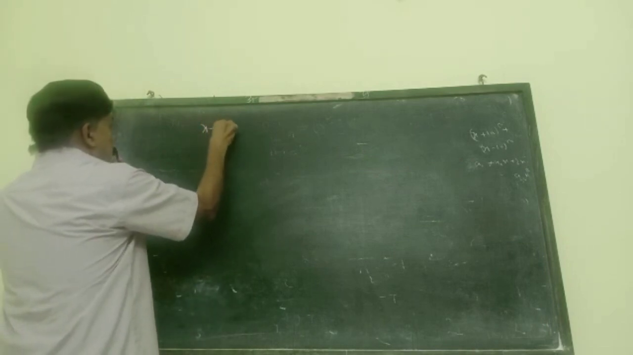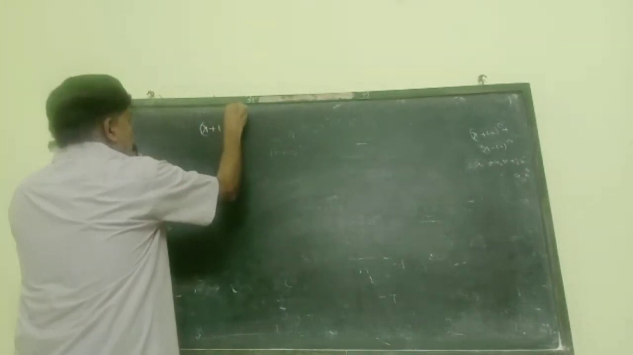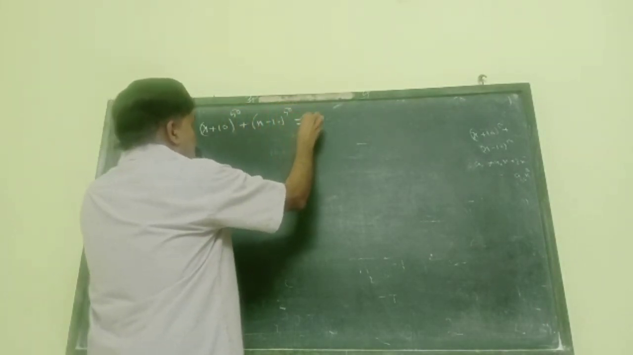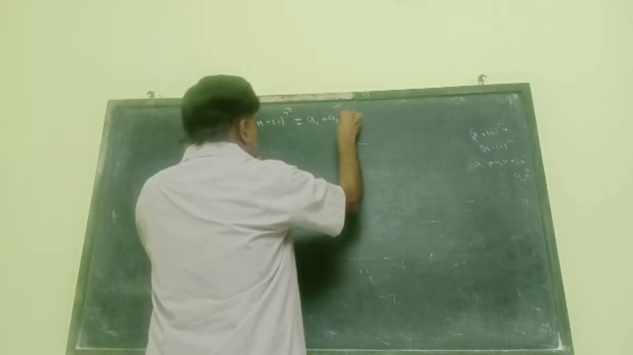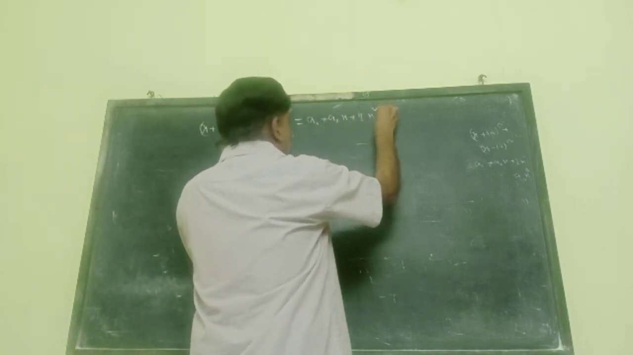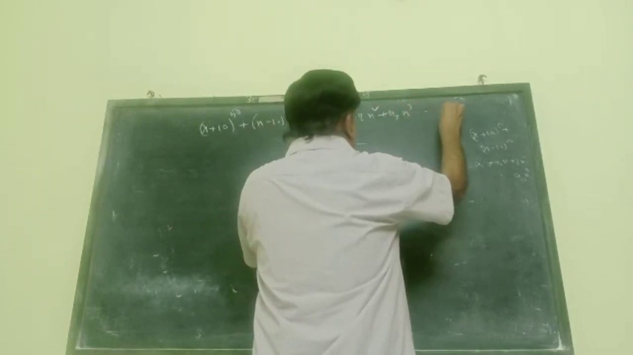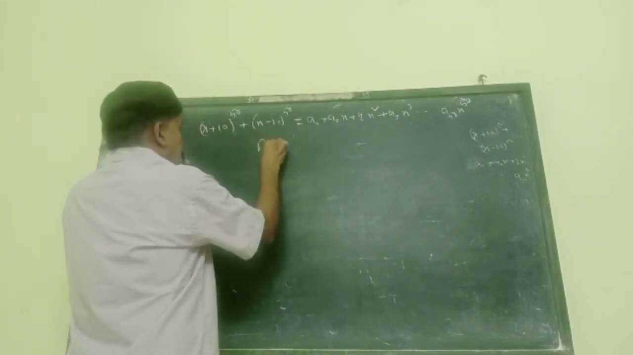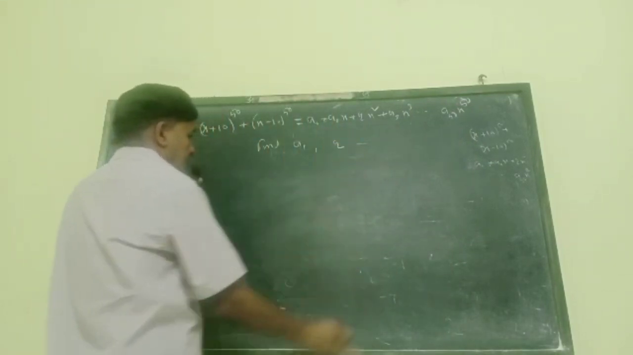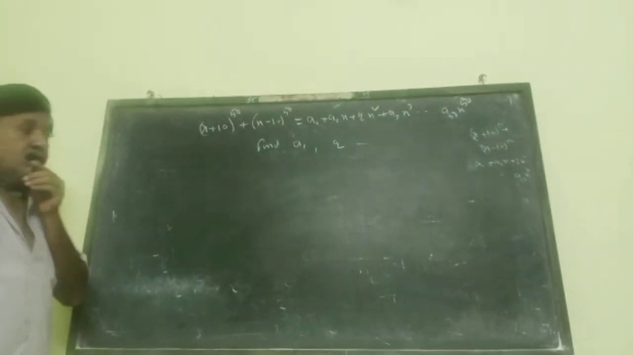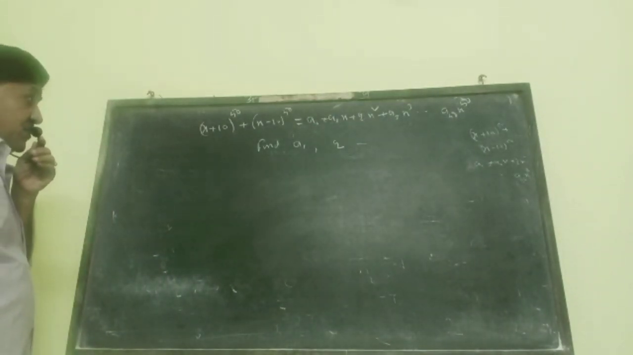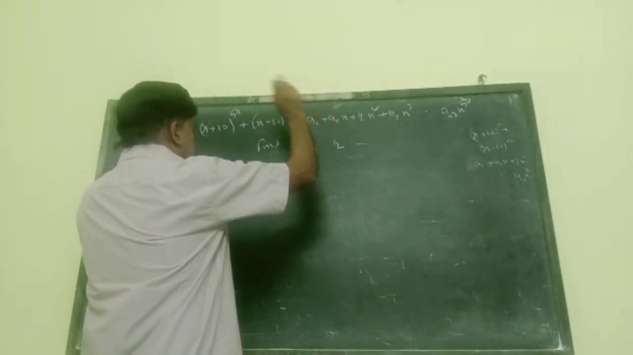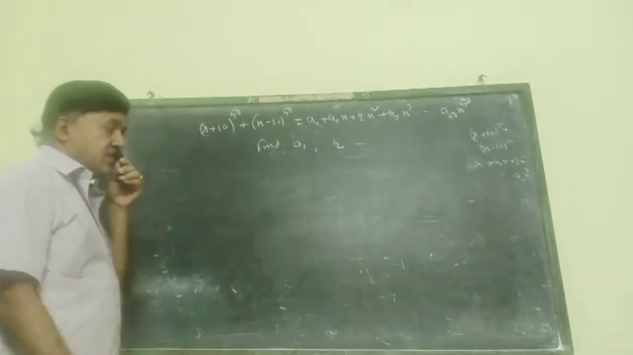X plus 10 whole to the power of 50 plus x minus 10 whole power 50 is equal to A0, A1x, A2x square, A3x cube, up to A50 x power 50. Find A1, A2. Listen, whenever we come across problems like this, A1 is the x coefficient, A2 is the x square coefficient.